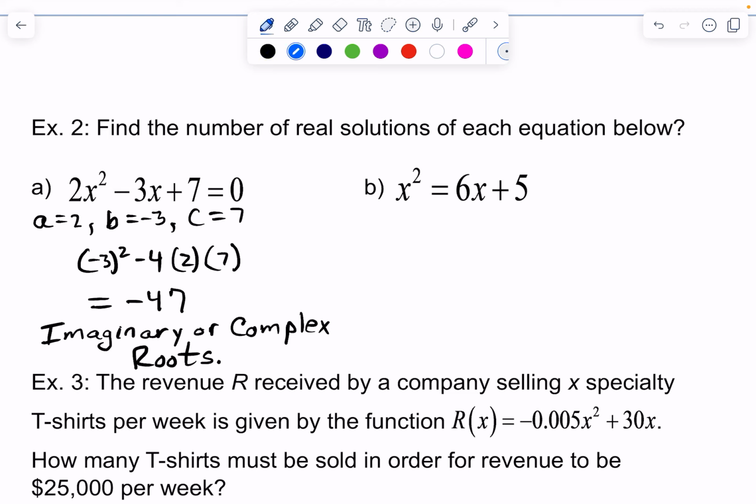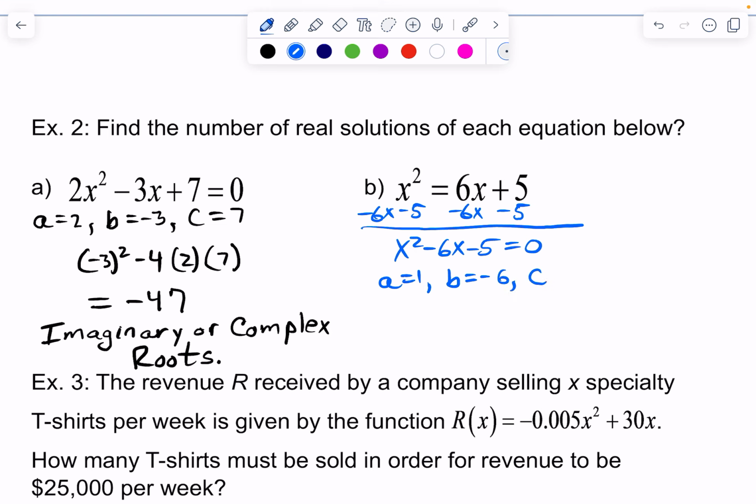Next, let's go ahead and rewrite this as standard form. So I'm going to subtract 6x and negative 5 to both sides, giving me now in standard form x squared minus 6x minus 5 equals 0. My a is 1, my b is negative 6, and my c is negative 5. So I've got b squared minus 4 times a times c. That's 36 plus 20, so that equals 56.